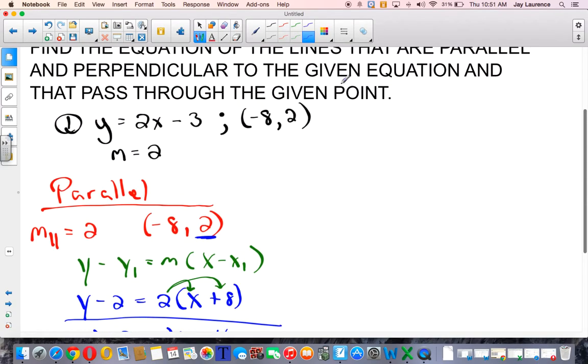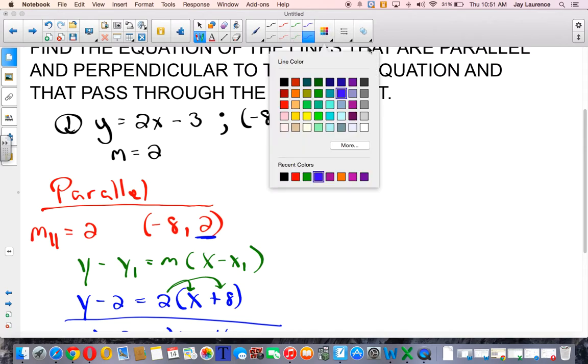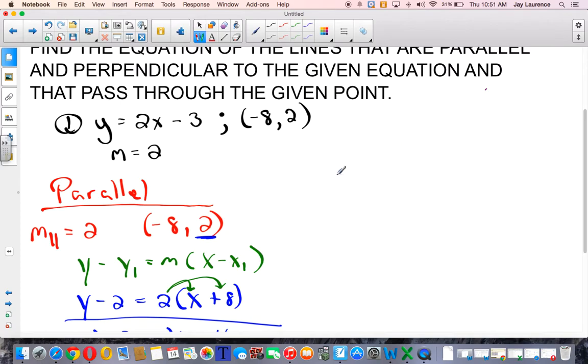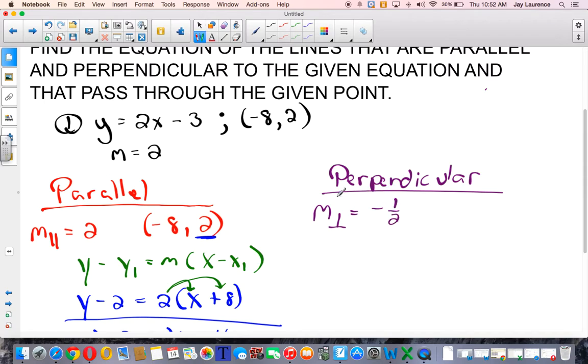All right, let's find the perpendicular equation. I think I'll go with purple for perpendicular. It's done almost the same way, but you have to remember that you need the perpendicular slope, which is the negative reciprocal. So if the slope is 2, the perpendicular slope is negative 1/2. After that, it's the same problem.